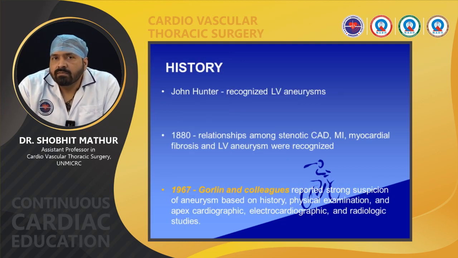John Hunter was the first person who recognized an LV aneurysm. In the 1880s, people had started establishing a relationship between stenotic CADs, myocardial fibrosis, and LV aneurysms. But in 1967, Corlin and colleagues reported a strong suspicion of aneurysm based on history, physical examination, and echocardiographic findings.